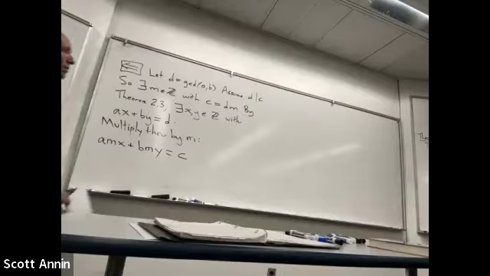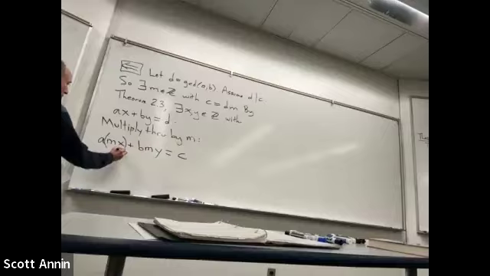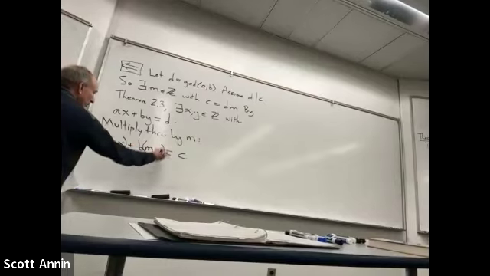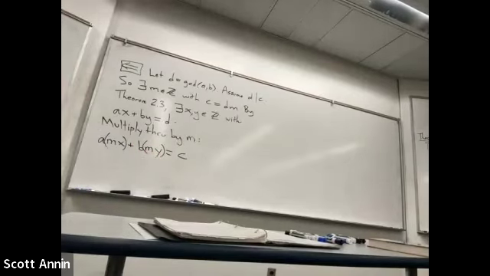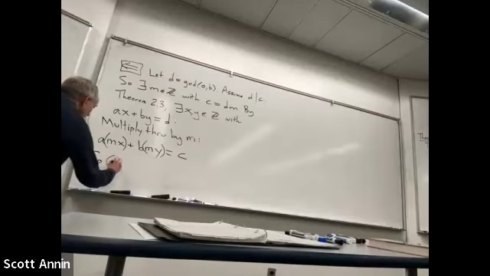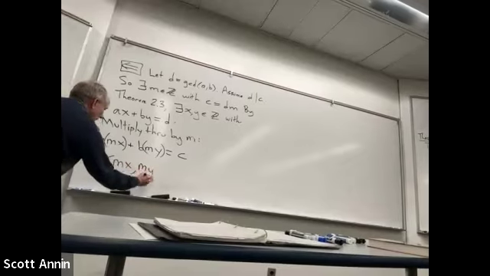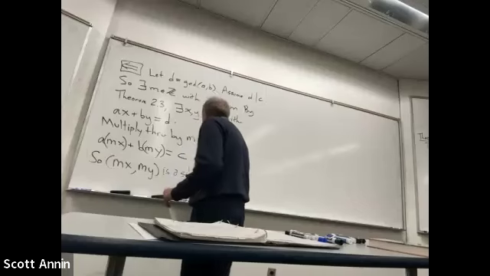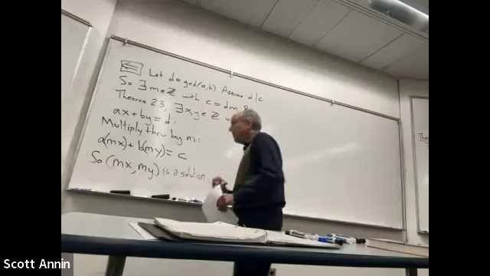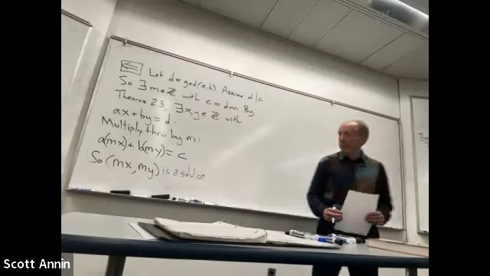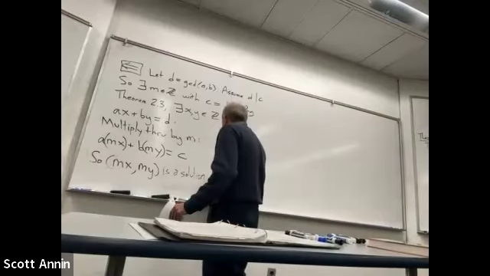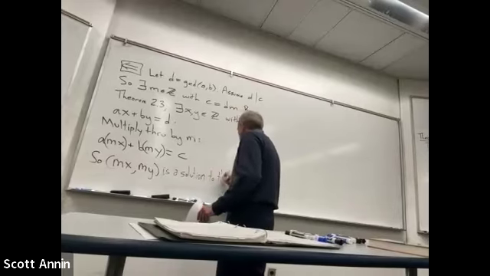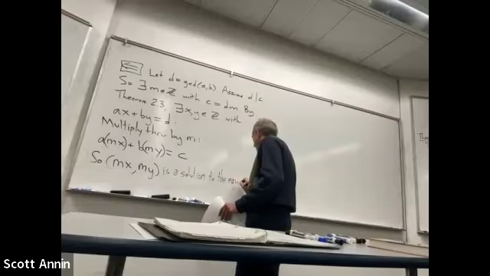And so it looks to me like we have our solution here. A times something plus B times something is equal to C, right? So MX comma MY is a solution. Here I am writing it as a pair, right? MX comma MY is a solution to the equation.